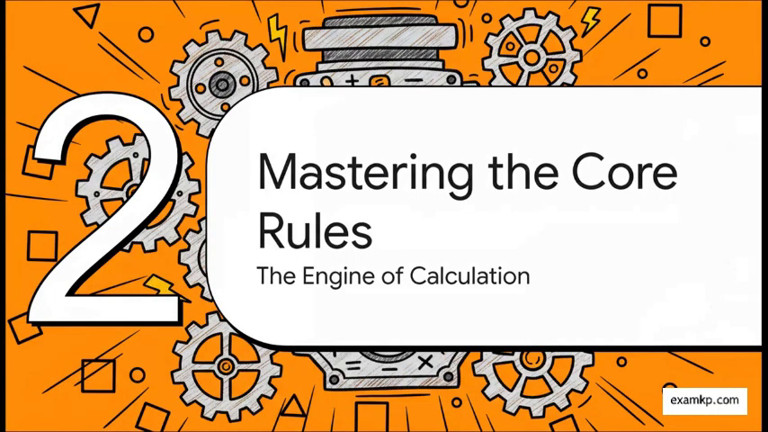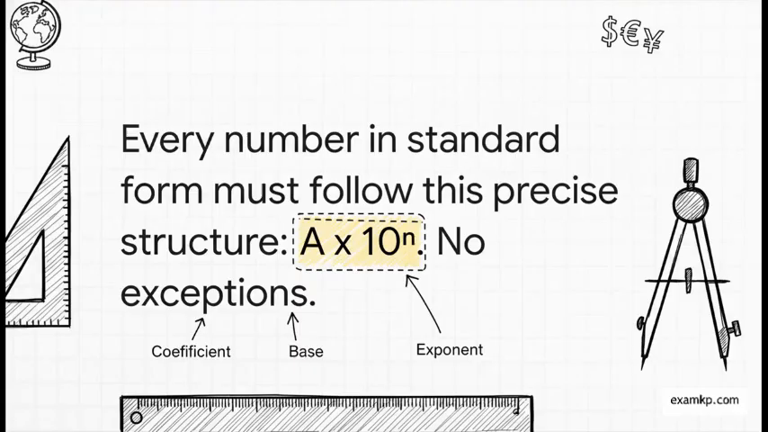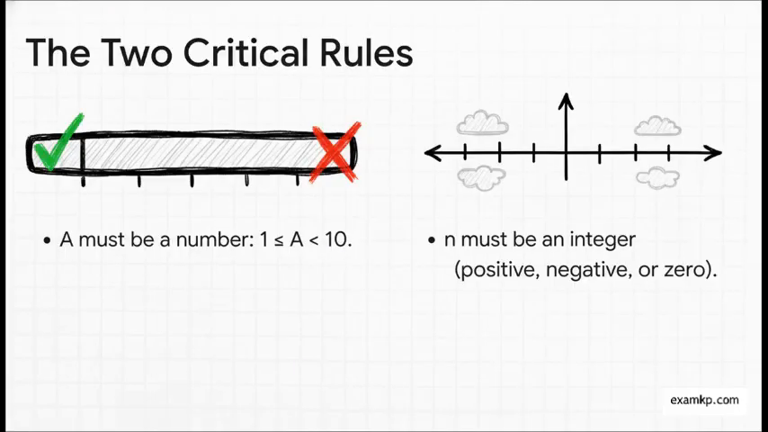Okay, now that we've got a grip on the whats and the whys, let's get into the how. It's time to master the core rules of standard form. Now, this is the engine room. If you can get these rules down, you are well on your way to acing these questions every single time. So here's the deal. Every single number in standard form has to follow this exact format. It's a times 10 to the power of n. There are no exceptions. It's like the universal language of standard form, and you have to speak it perfectly.